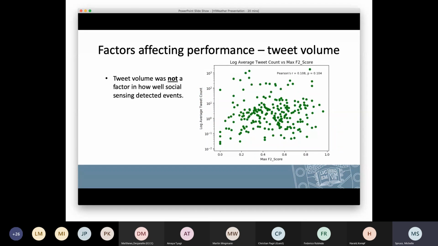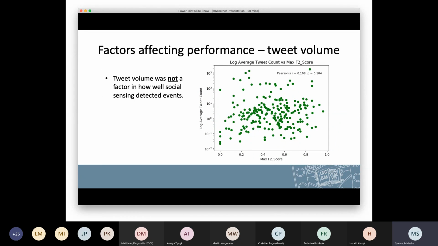And this is the final plot, we also looked at the number of tweets in a place and compared it with the F2 score, which is our measure of how well social sensing is working. What's interesting is actually the number of tweets in a place doesn't seem to affect how well social sensing works, which is great news for sparsely populated areas or places in the world where people are less likely to tweet.